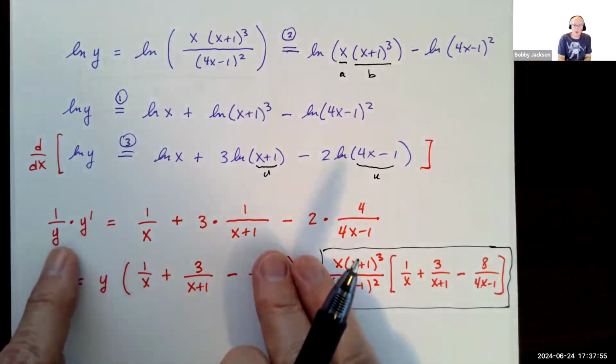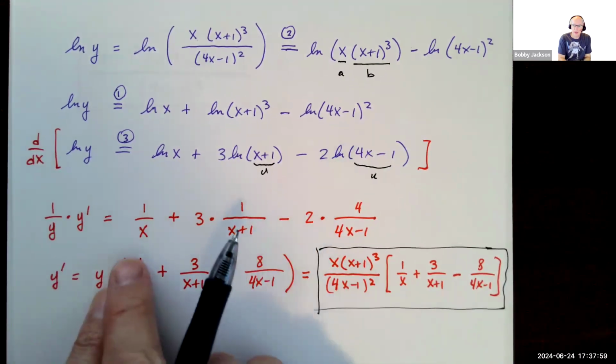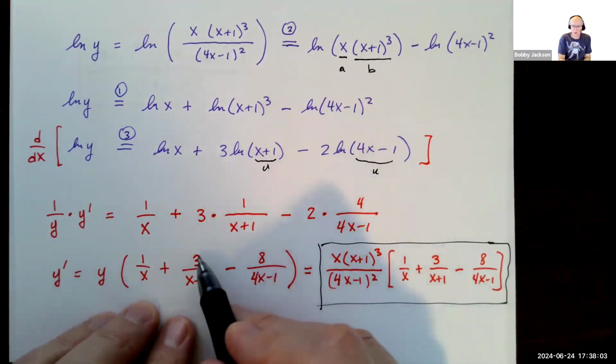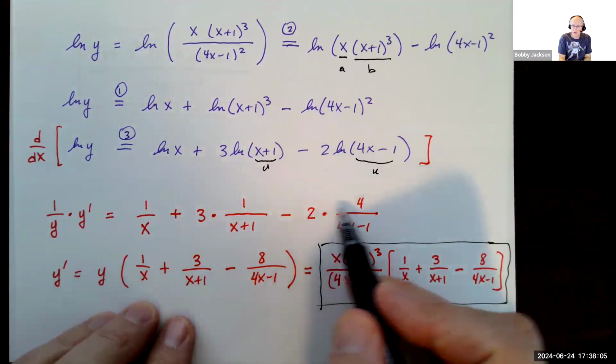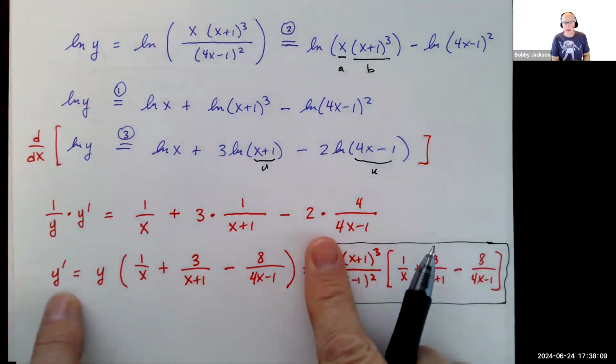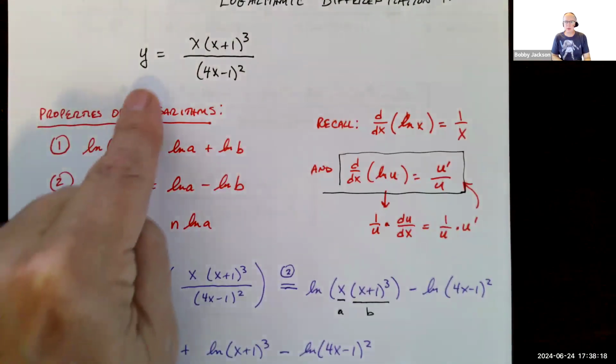Now, all I have to do is solve for y prime. How do I do that? Well, I want to multiply both sides by y. So y prime is y, put in all this stuff in parentheses and clean it up a little bit. 3 times 1 over x plus 1 is just 3 divided by x plus 1. 2 times 4 is 8. And we're there. Now, can I express my derivative in terms of x only, because this is y here? Yes, we can, because remember, the original problem told us what y was. y was all this stuff.